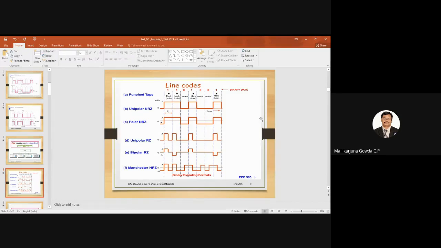Here I have shown the different types of line codes. The first one is unipolar NRZ. Anyone can say what NRZ is? Non-return to zero, right. Here I have taken an example of binary data 11010001.